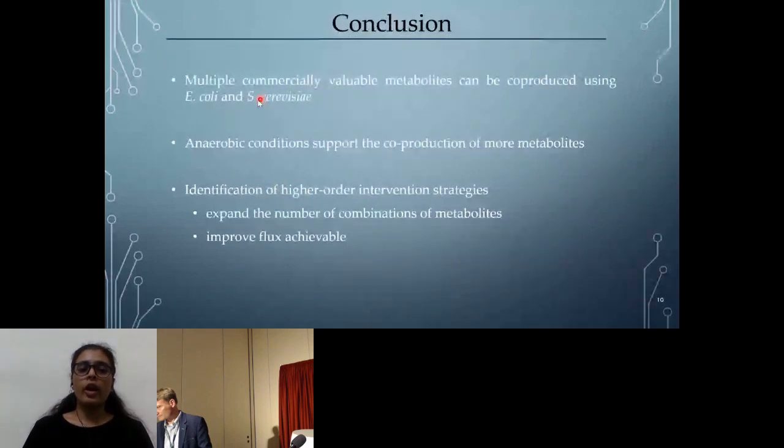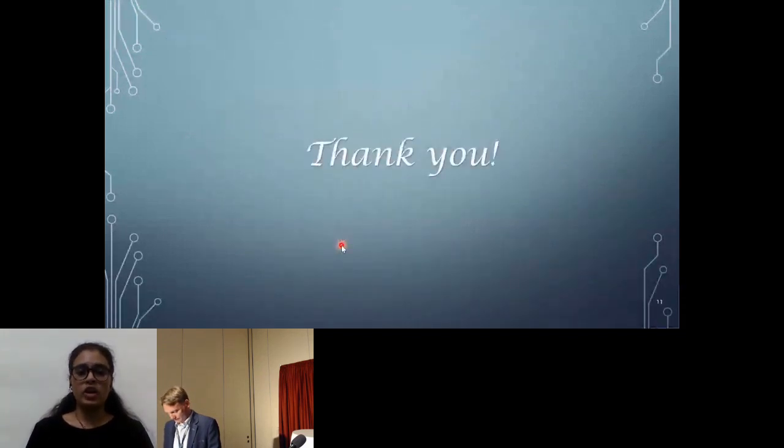So to summarize, we have co-produced a lot of commercially valuable metabolites in both E. coli and S. cerevisiae. And we see that anaerobic conditions support the co-production of more combinations of metabolites. And if we identify higher order intervention strategies, we can expand the number of combinations of metabolites that can be co-produced and also improve the flux that we can achieve.